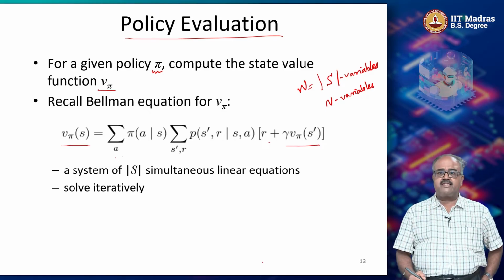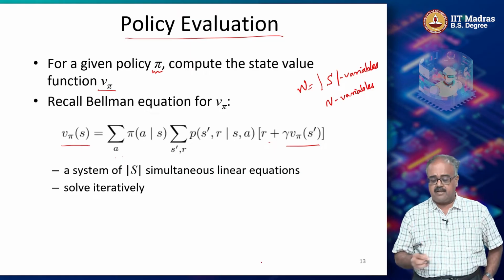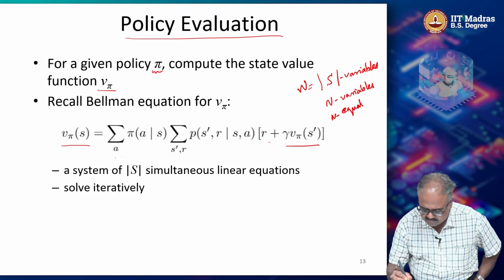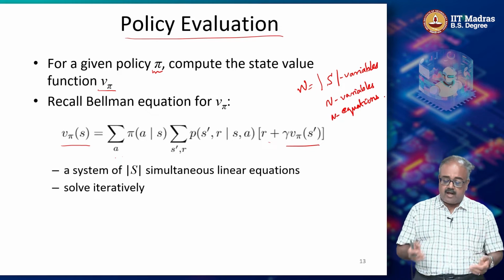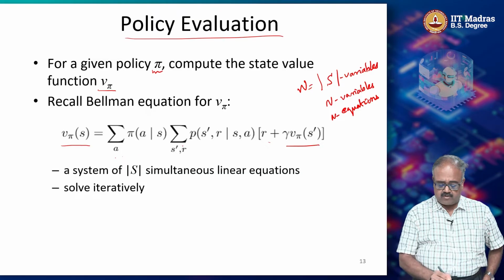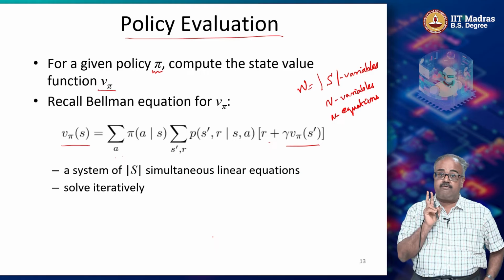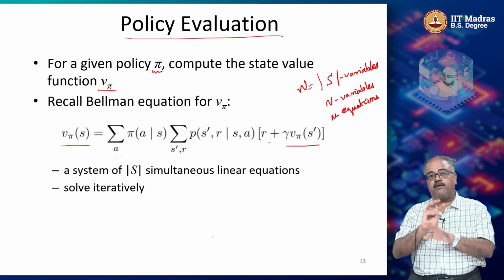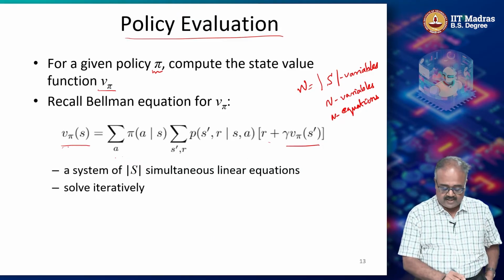and how many such equations do I have? I'll have one equation for each v pi of s on the LHS. So I'll have n equations, right. I have n variables, I have n equations, and what kind of equations are these? These are all linear equations. Even though there are so many products happening here, at no point will you see a product of two of the unknowns. I am not going to see v pi of s1 times v pi of s2 or v pi of s1 squared anywhere. So these are all going to be linear equations.